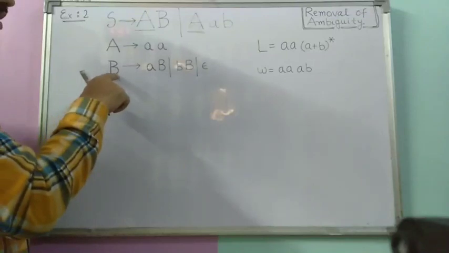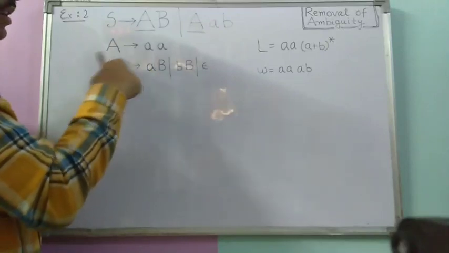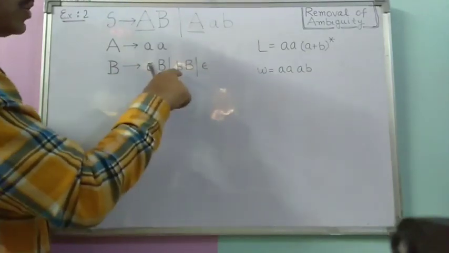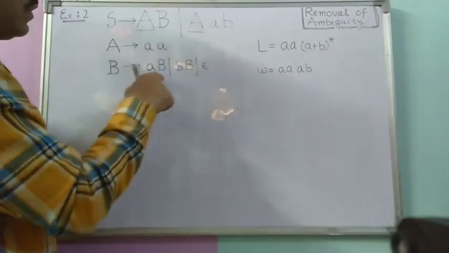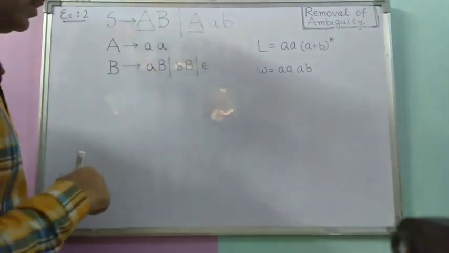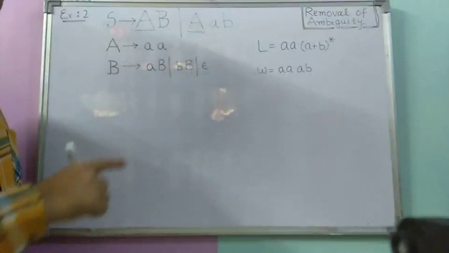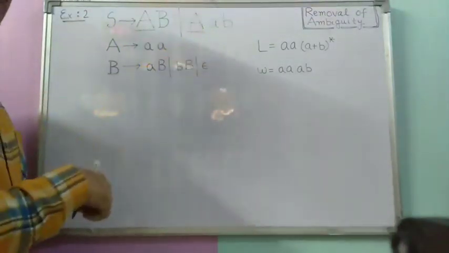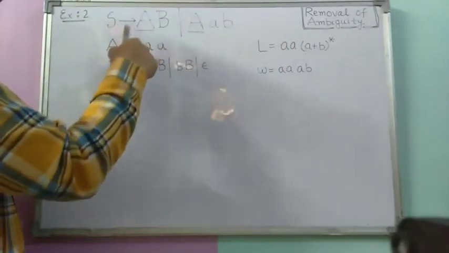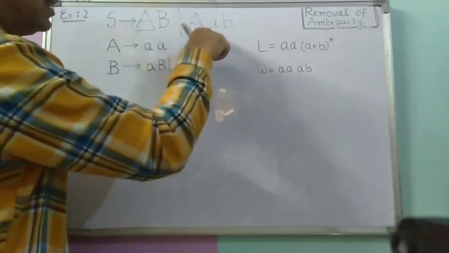You just look at our productions are B to small a capital B, small b capital B. So if we wish a small a, then we can use this production, B to small a capital B. If we need a small b, then we can use this production, B to small b capital B. Okay, and when we wish to remove this variable capital B, we will remove it through the epsilon. Okay, so the language is aa(a+b)*, means all words which start with double A. So this will be the language. Okay, so all such words can be generated through S to AB, A to double A, B to aB, bB, and epsilon.